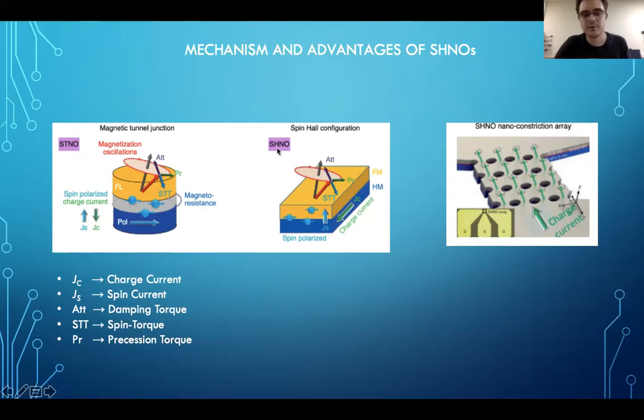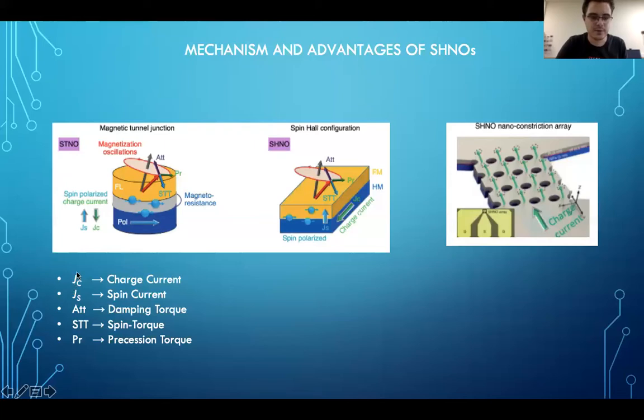And spin Hall nano-oscillators use the spin orbit torque of the heavy metals. You send DC to the heavy metal. Due to its spin orbit torque, this DC splits into spin currents, spin polarized currents, and the spin polarized currents pass to the ferromagnetic layer and create a natural frequency, a precession frequency.